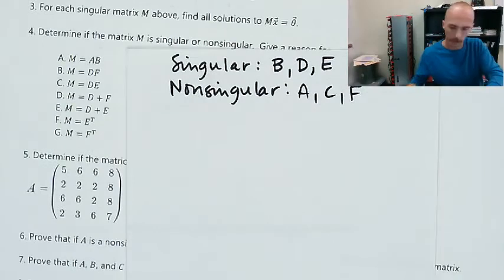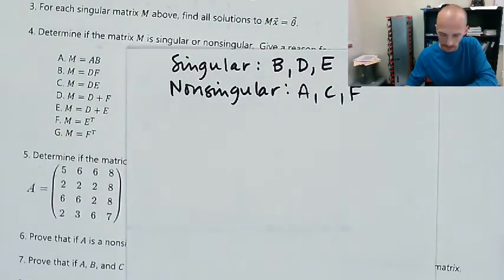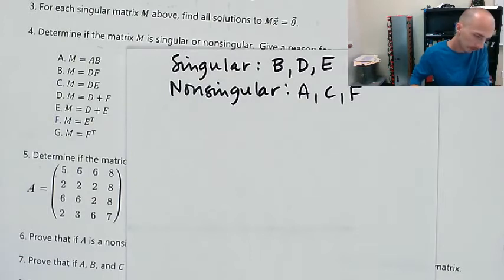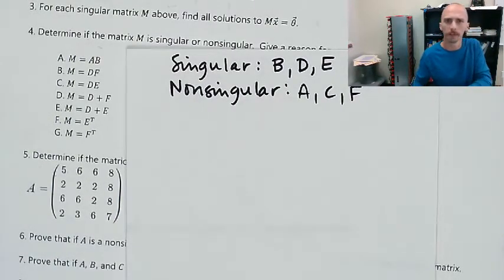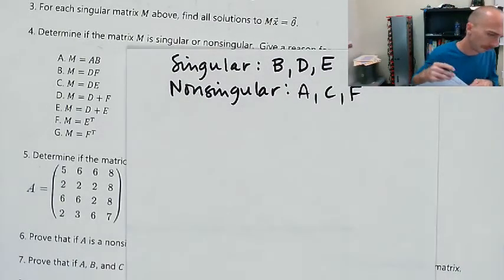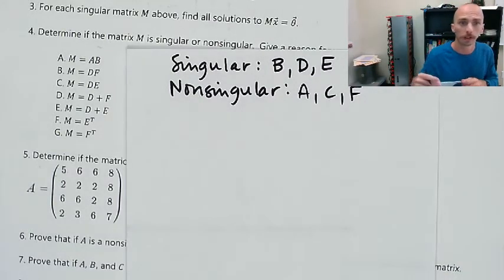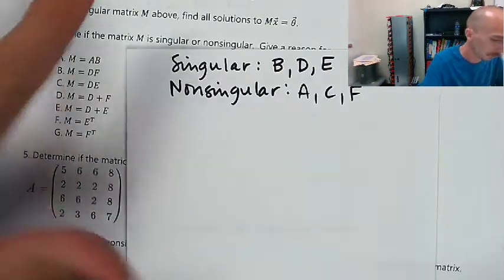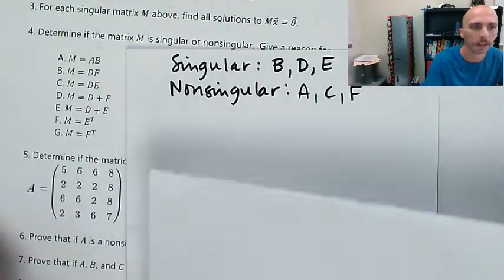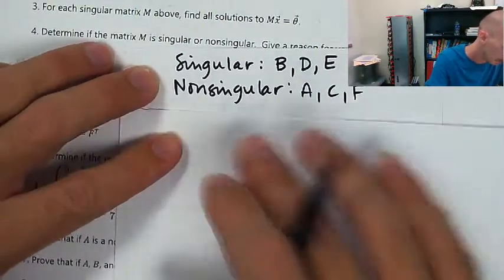For B, M equals DF. Now, that's the same thing. That's unexpected. I think I should have asked you about F squared, because I had two by two non-singular. I should ask you about AC. All right, so maybe I'll do that off to the side.